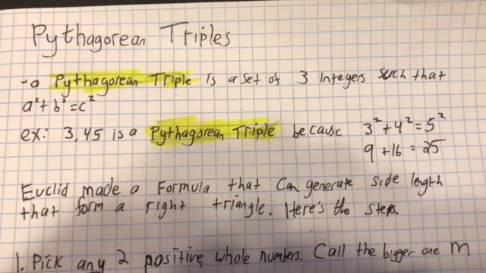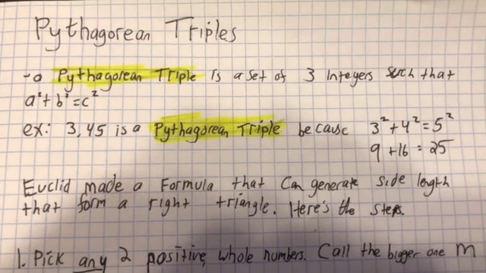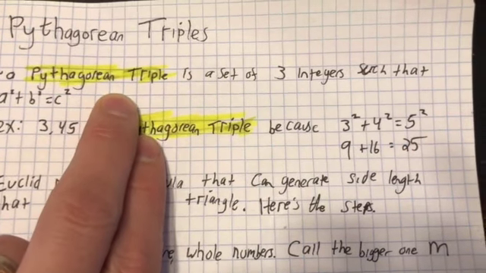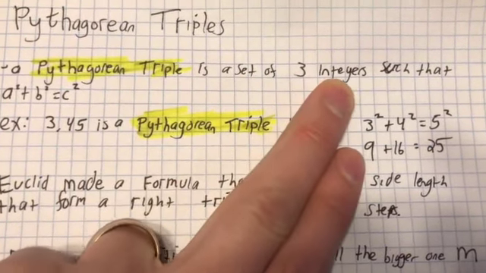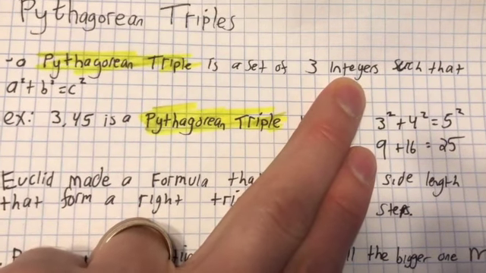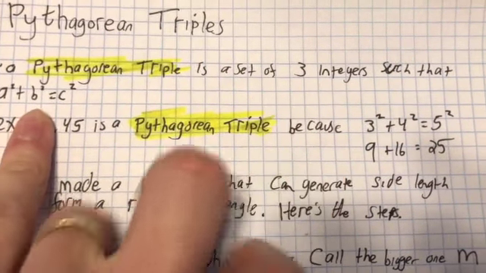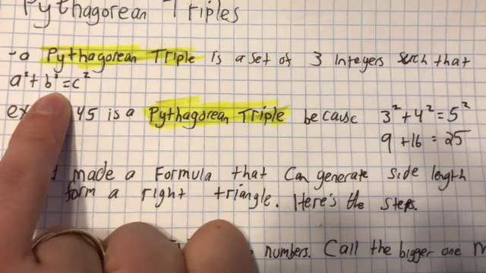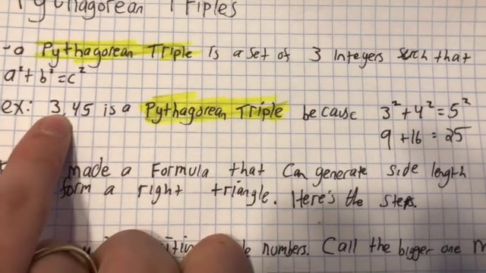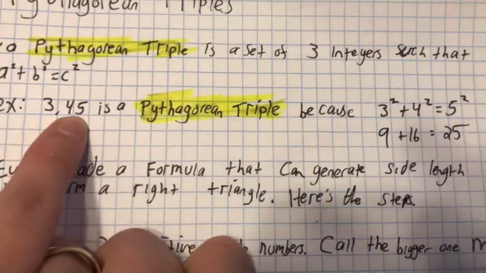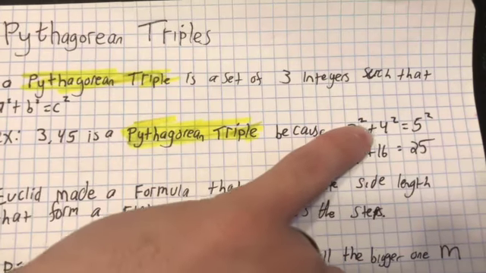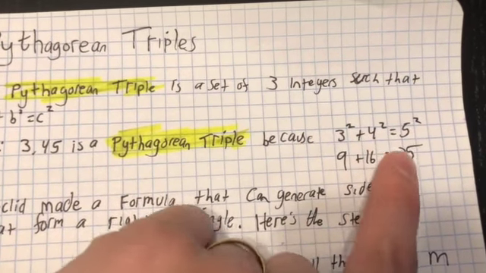Okay, so we are going to keep talking about the Pythagorean theorem, and we're going to talk about something called a Pythagorean triple. So a Pythagorean triple is just a set of 3 integers, so whole numbers, no decimals, no crazy square roots, such that a squared plus b squared equals c squared. So it's 3 whole numbers that form sides of a right triangle. So for example, the 3, 4, 5 right triangle is a Pythagorean triple because 3 squared, 9, plus 4 squared, 16, equals 5 squared, or 25.